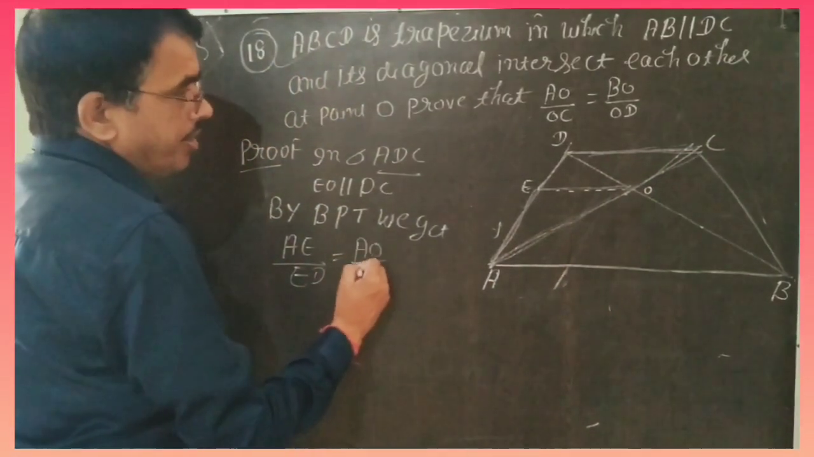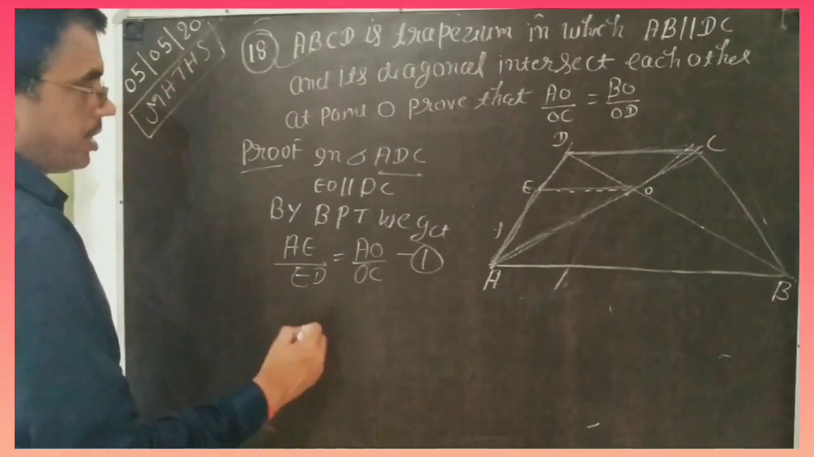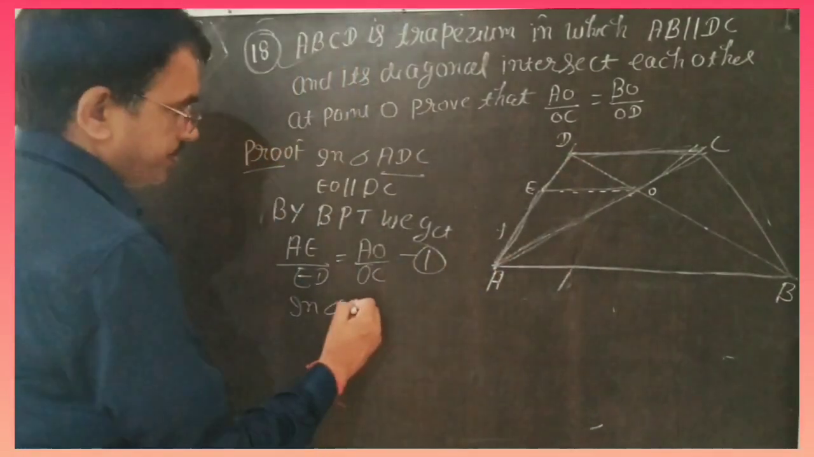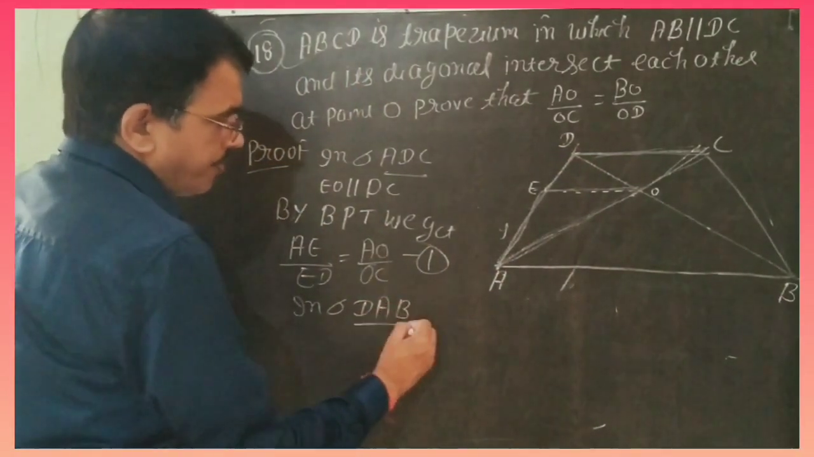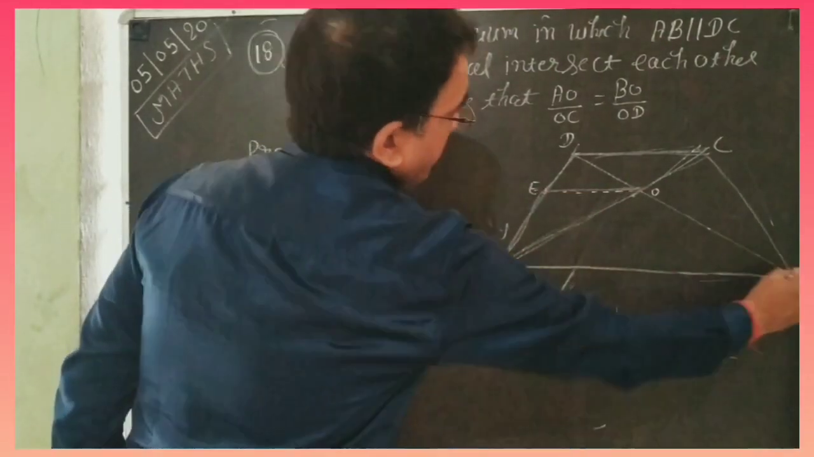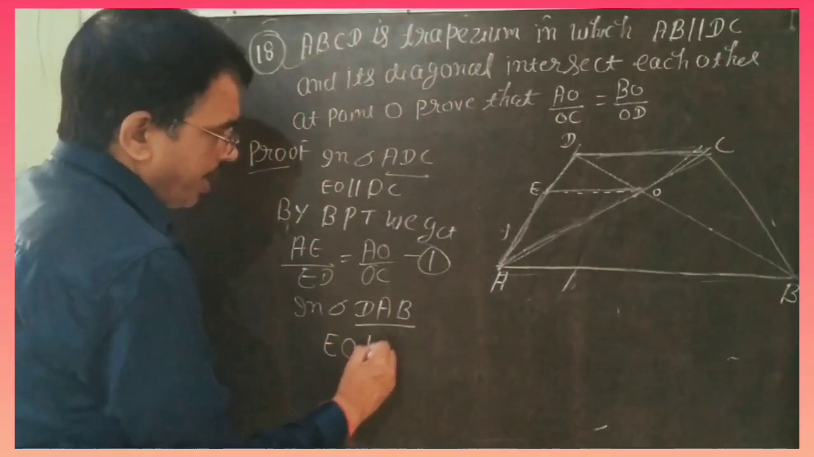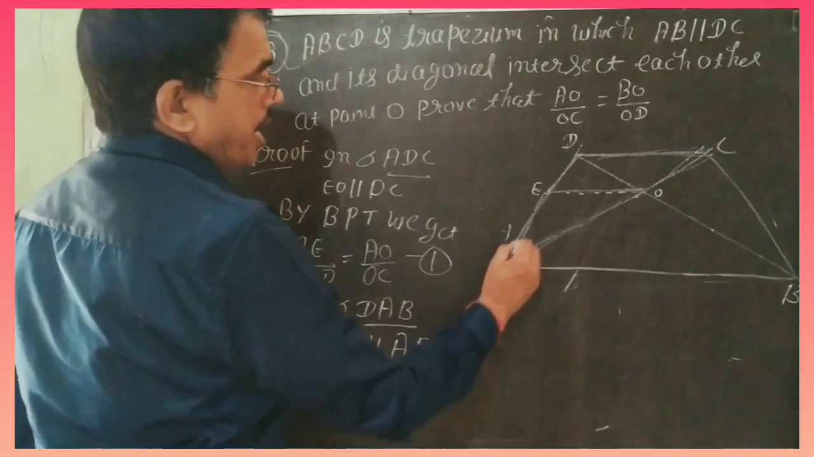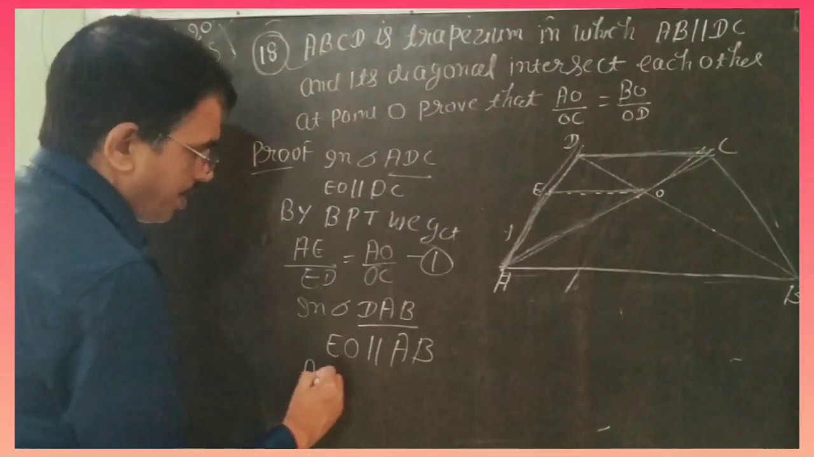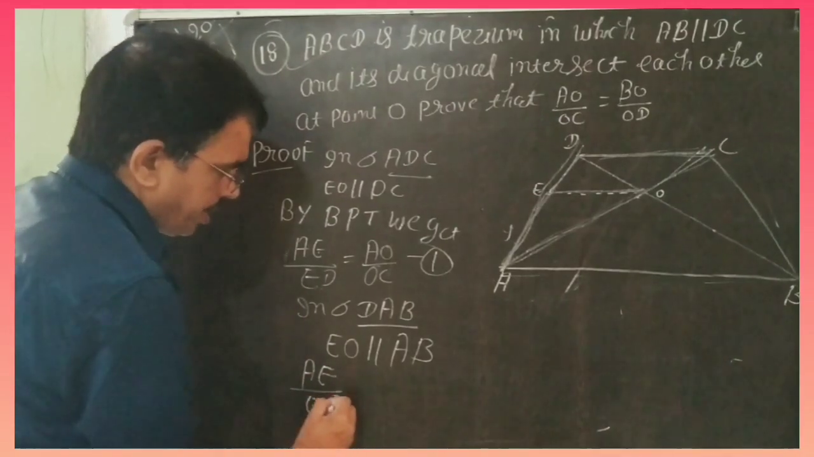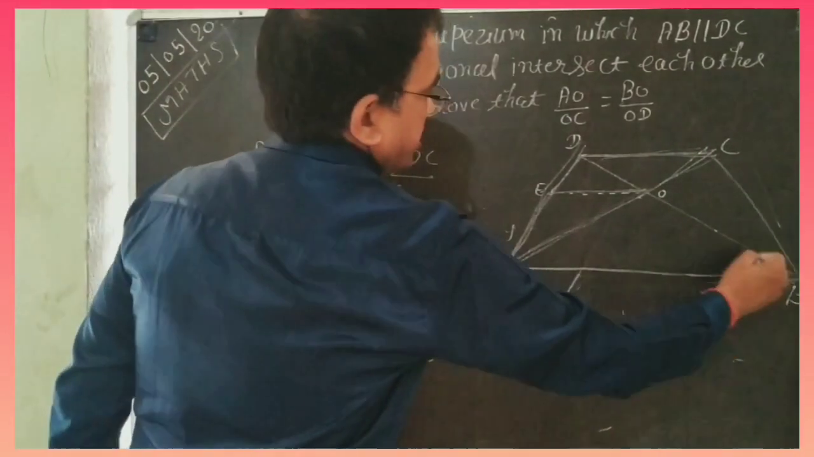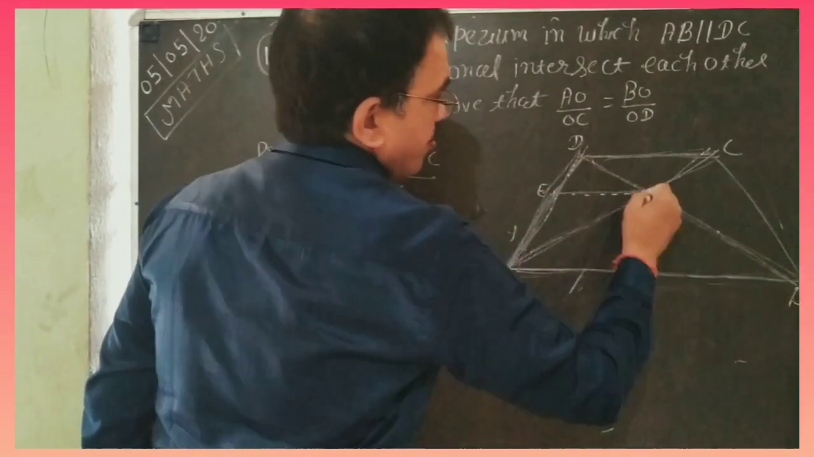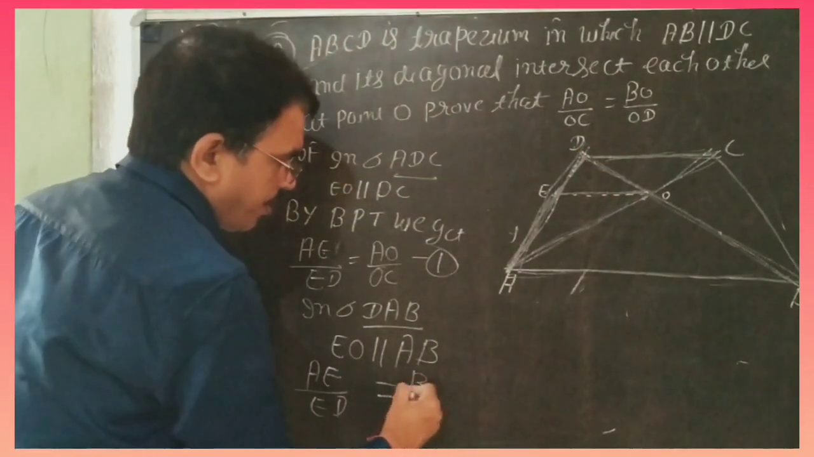AO by OC. Equation first. Similarly, in triangle DAB, we find this EO is parallel to AB. You write here AE by ED, then again write AE by ED. AE by ED is equal to BO by OD.